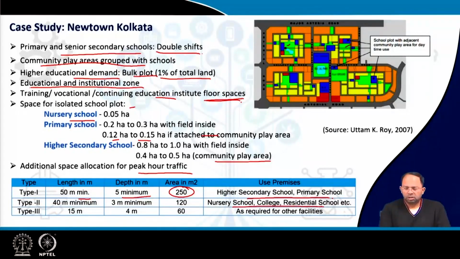For nursery schools, colleges and residential schools, 40 meters length and 3 meters depth was reserved, leading to 120 extra square meters just for parking and traffic management. And for other facilities, similar areas were also reserved.